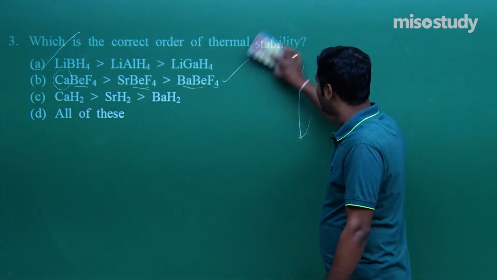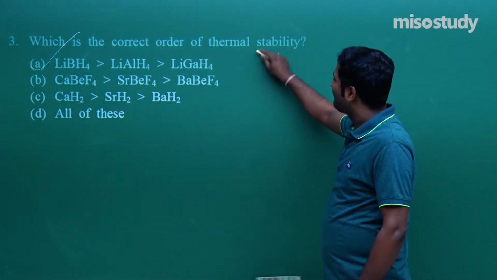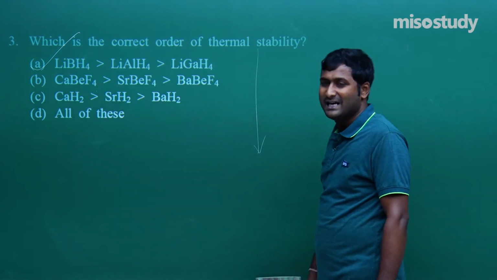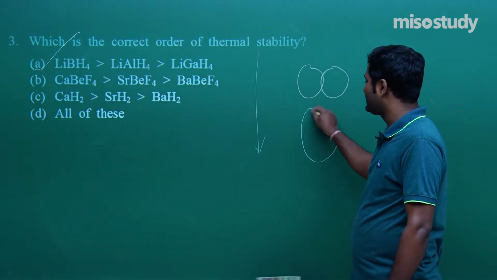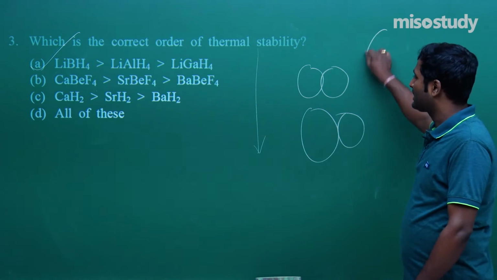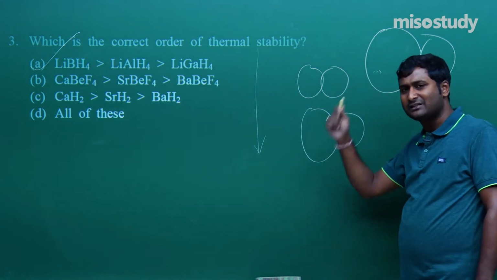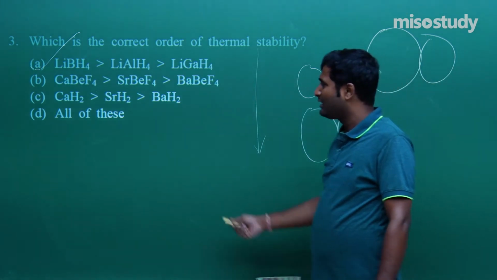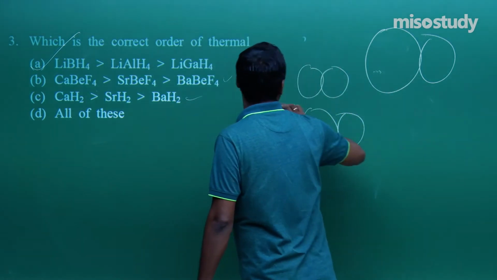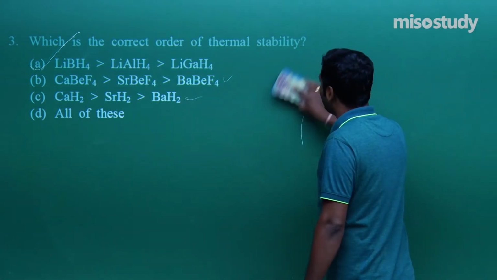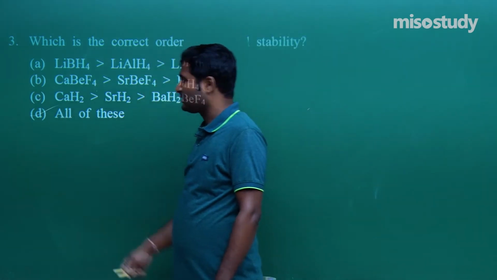Now check out the next one. Again, what I'm telling, if we move down the group from calcium to barium, size increases. If this one is calcium and this is hydrogen, this one is strontium and this is hydrogen, this one is barium and this is hydrogen, now it can easily be broken because of larger size, larger bond length. So in this case, this is also the correct order. So A, B, and C, all options are correct. So check out the last option, all of these. So for this question, option D is the correct option.